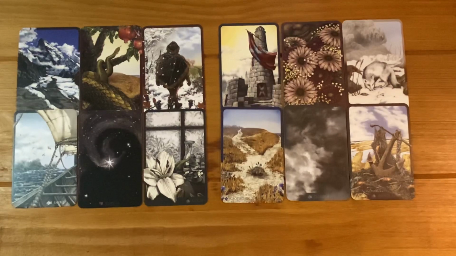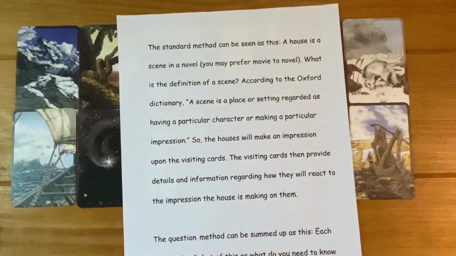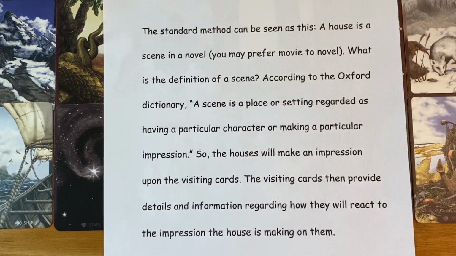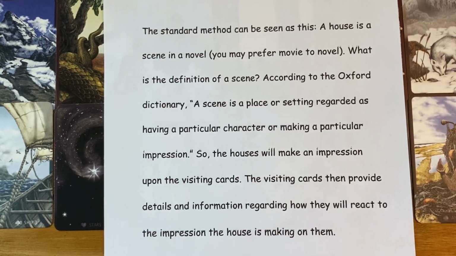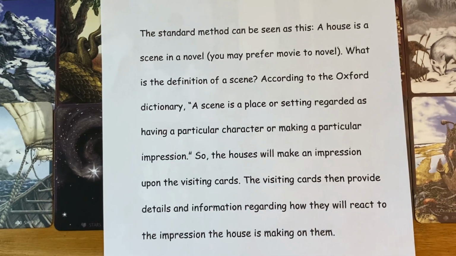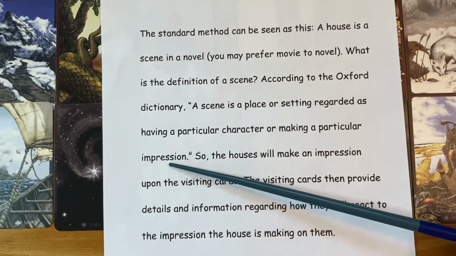Now, I'd like to recap the difference between the two methods. So here, I wrote up this little spiel, hoping it would help. Okay. All right, so the standard house interpretation method can be described as this. A house is a scene in a novel. You may prefer to see it as a scene in a movie. What is the definition of a scene? Well, according to the Oxford Dictionary, a scene is a place or setting regarded as having a particular character or making a particular impression. That word jumped out at me because that's just how I see the houses. They make an impression upon the visiting cards.